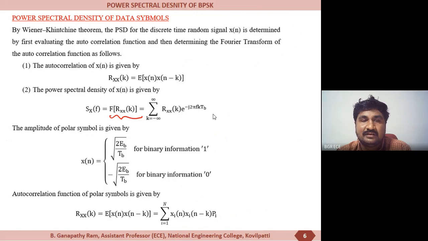And the amplitude of the polar symbol is given by square root of 2 EB by TB for the binary data 1 and minus square root of 2 EB by TB for the binary information 0. The autocorrelation function of the polar symbol is given by the expectation of x of n into x of n minus k, represented by summation of i equal to 1 to n xi of n multiplied by xi of n minus k multiplied by its probability function.